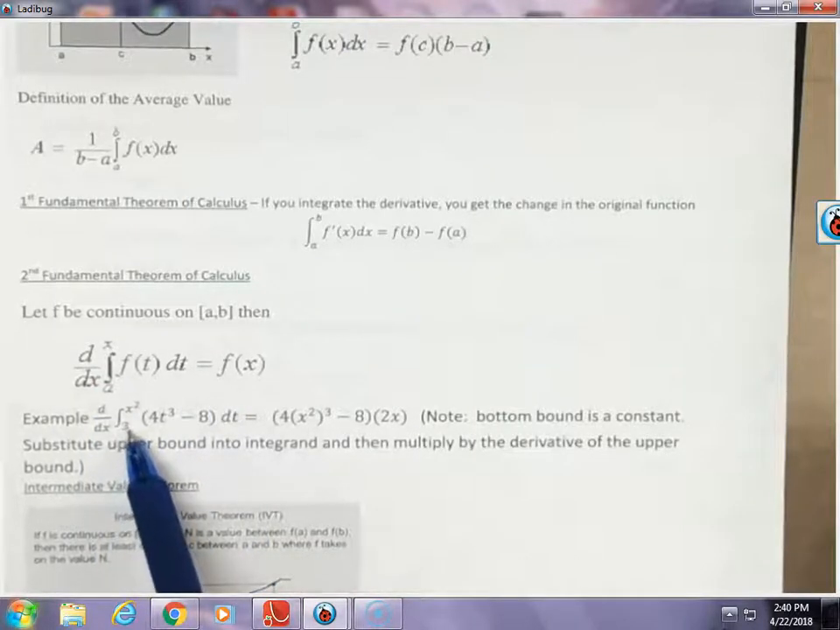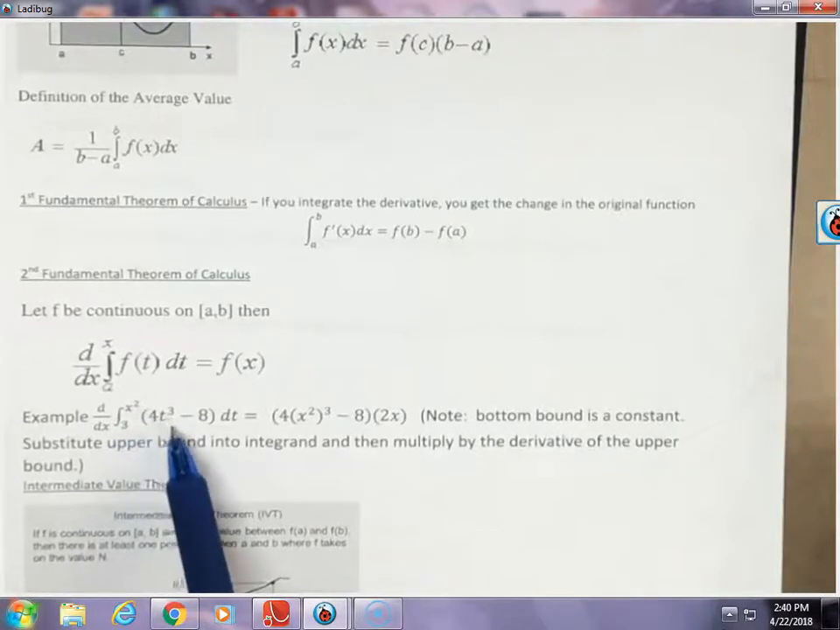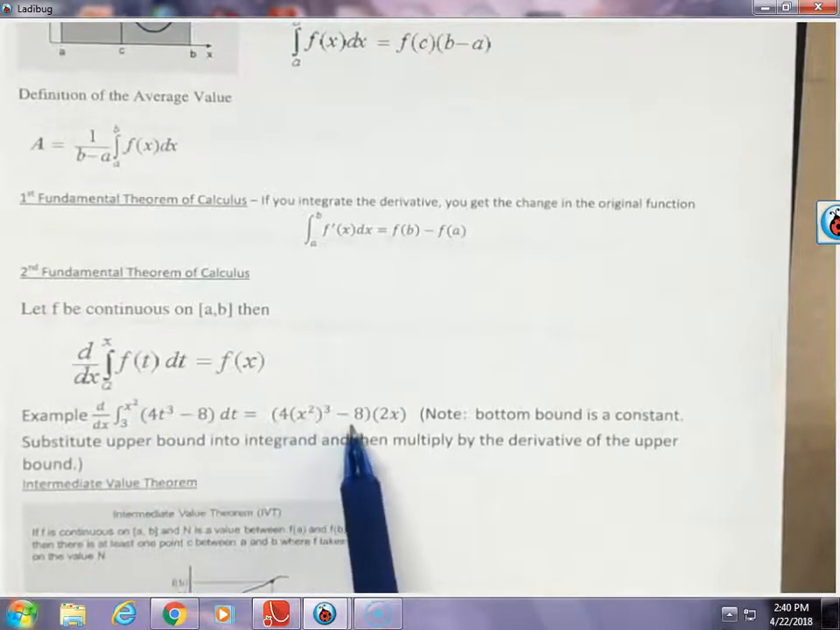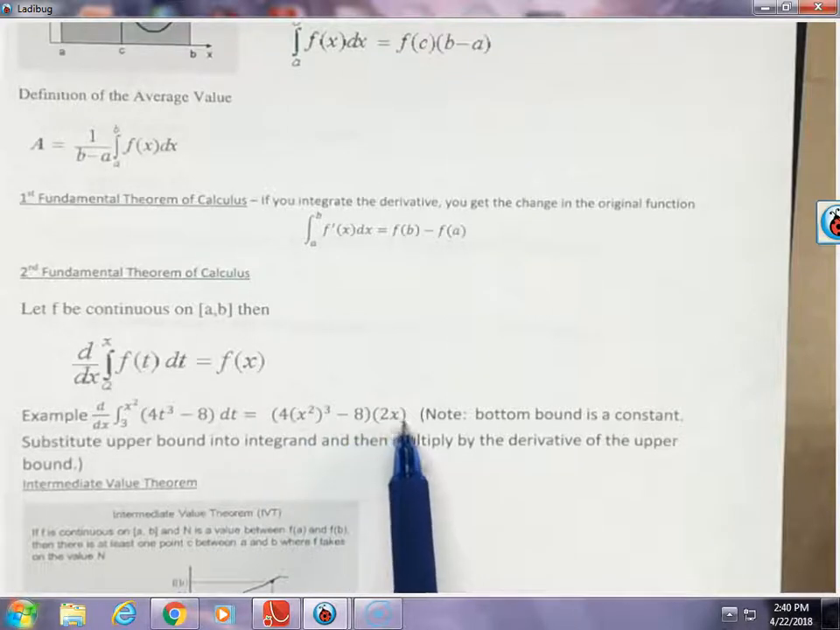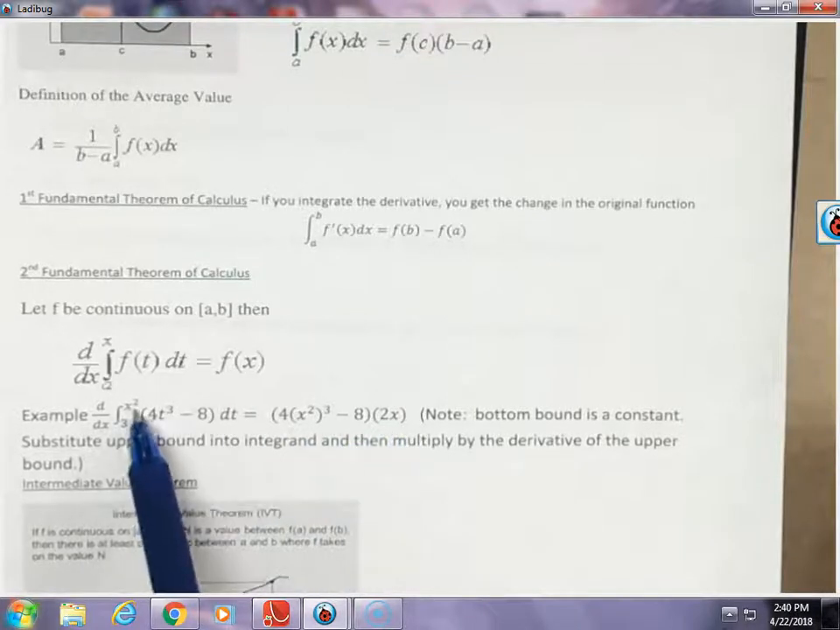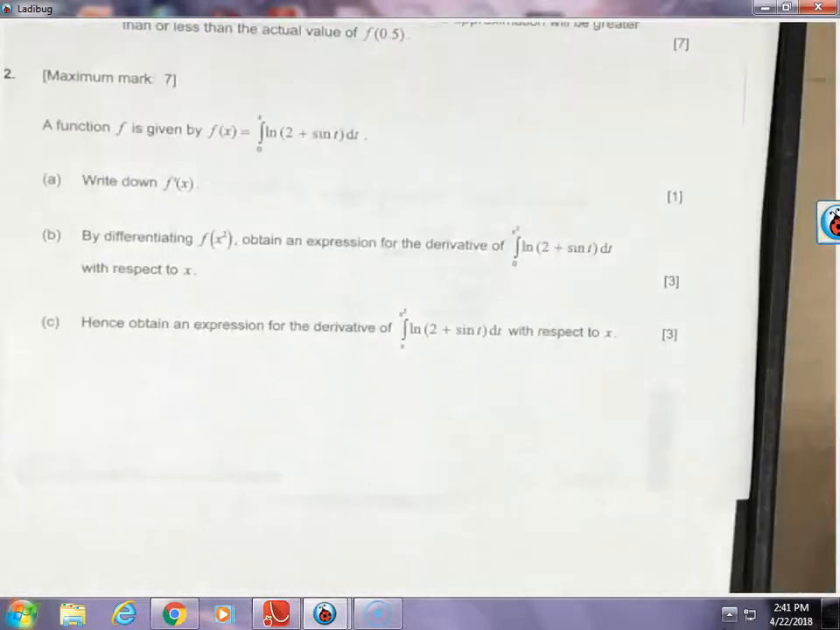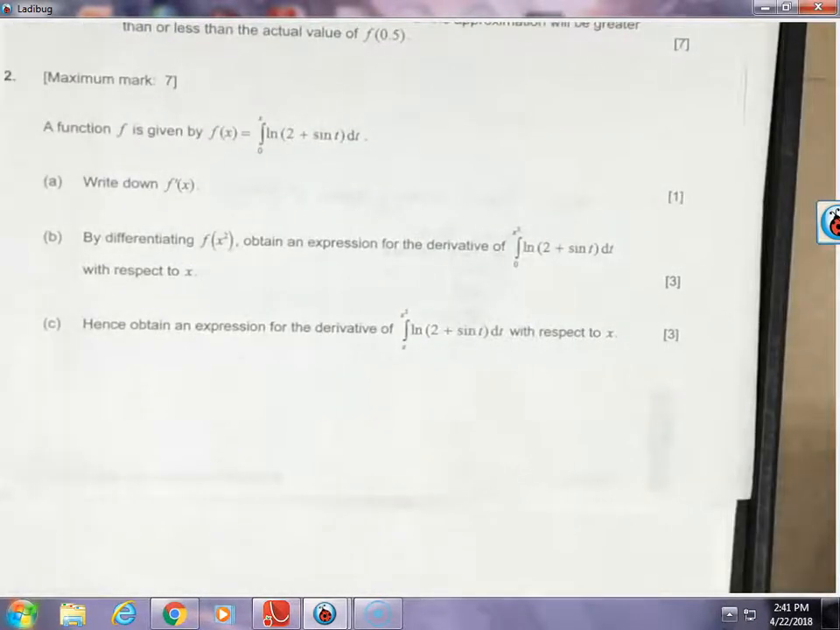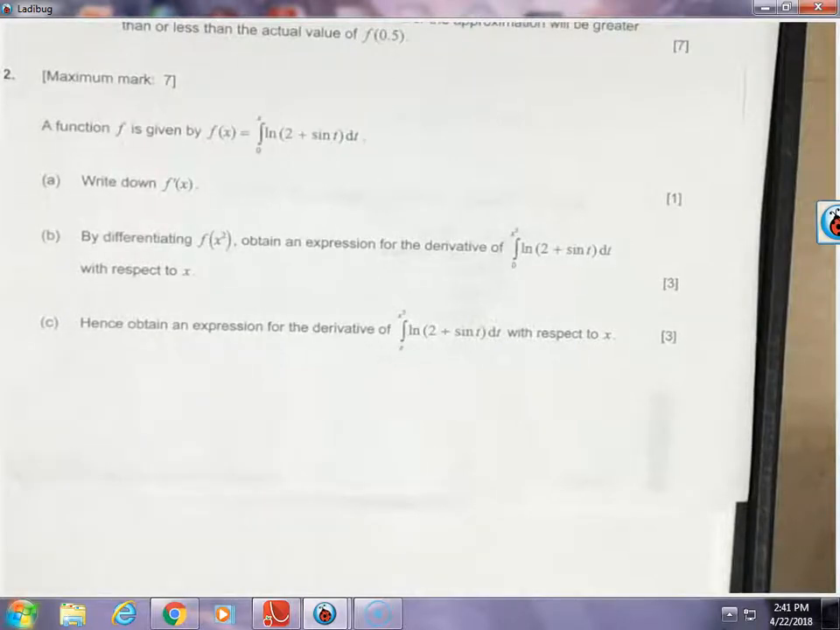So here, if you look at this one, we have a constant and we have x squared. You're taking the derivative of an integral. And all I'm doing here is substituting x squared in for the t, getting that answer, but then times the derivative of the upper bound. Okay, so the next problem that I'm going to demonstrate here uses a lot of that. It's a fair amount of marks and pretty easy.